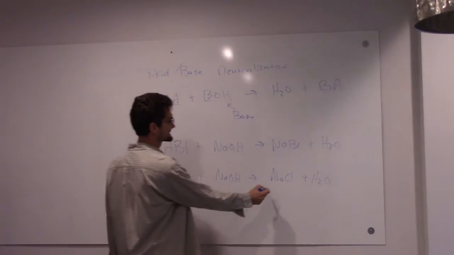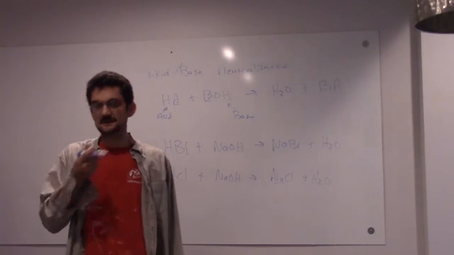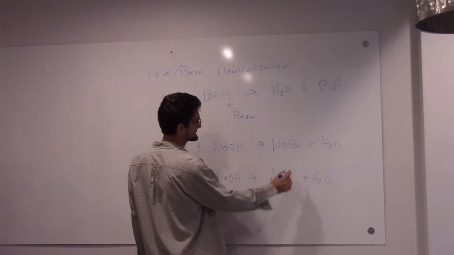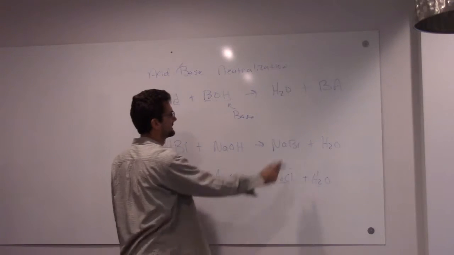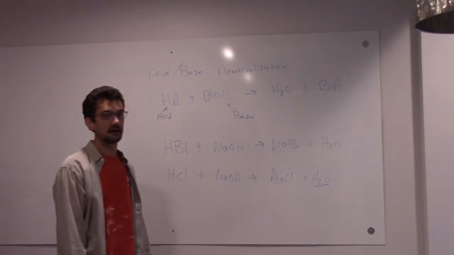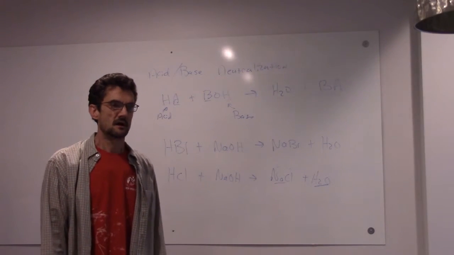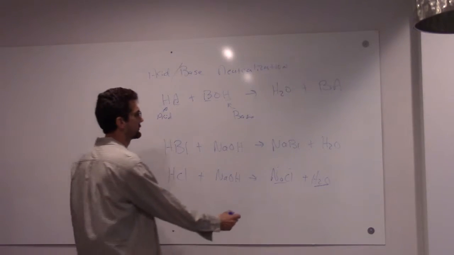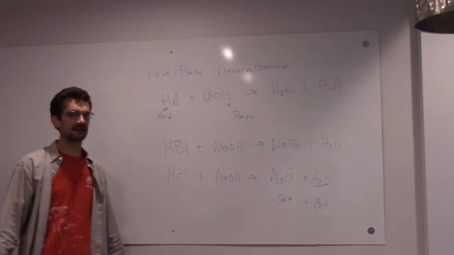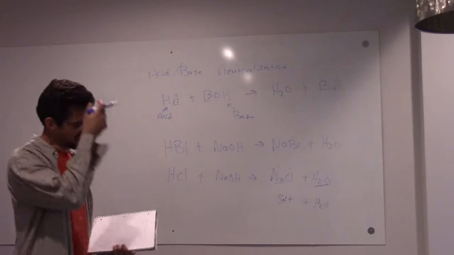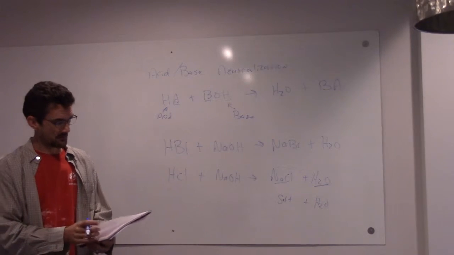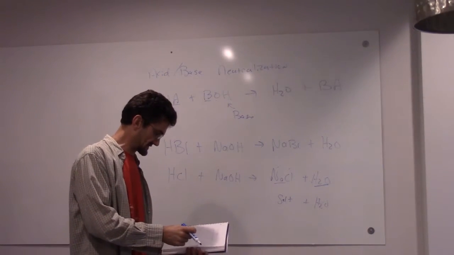All right? And we call it a salt. A salt is basically any kind of ionic compound. So this is a salt, NaCl. It's a metal plus a nonmetal. A salt plus water. It will always form water. That's one of the special things about acid-base neutralizations: it always forms a salt plus water, or dihydrogen oxide. Okay, so that's our fifth/sixth reaction.